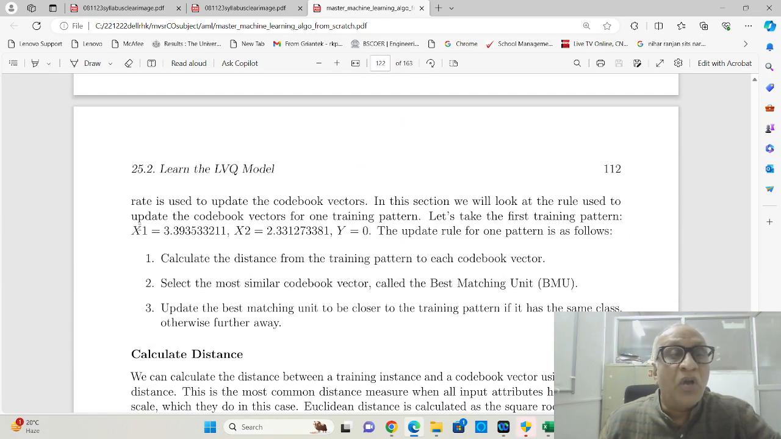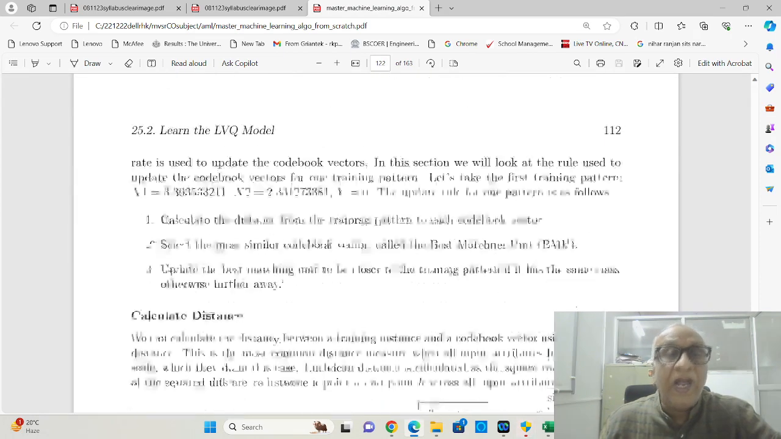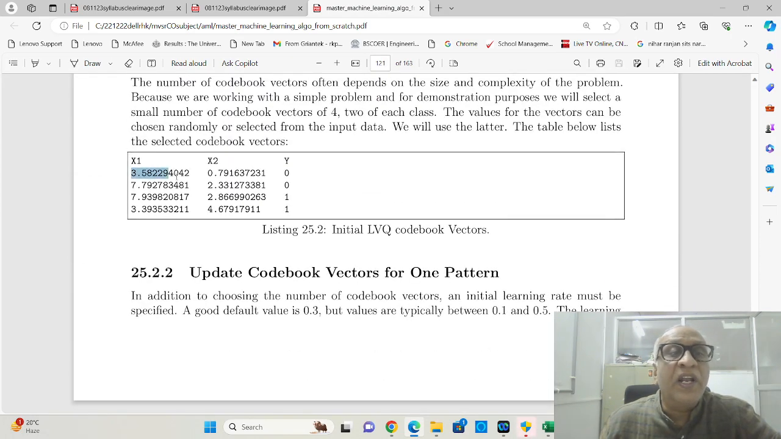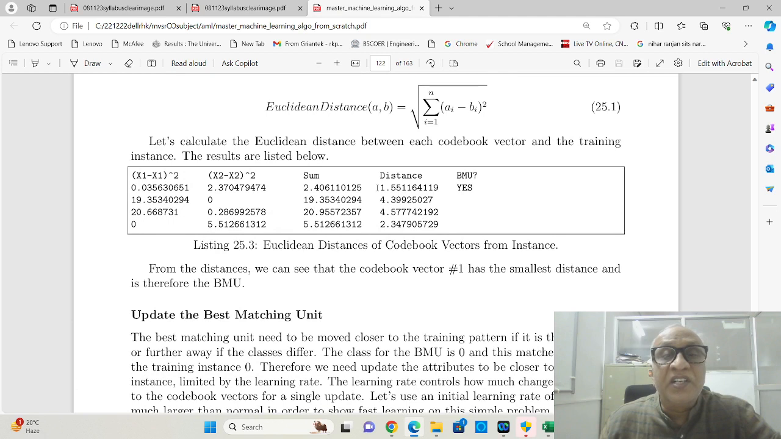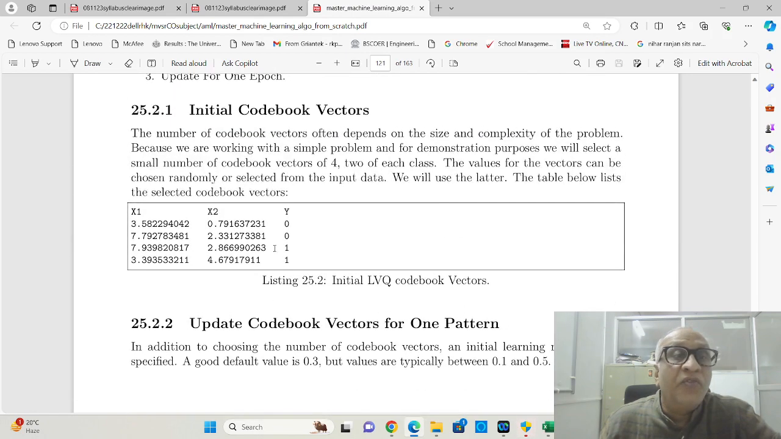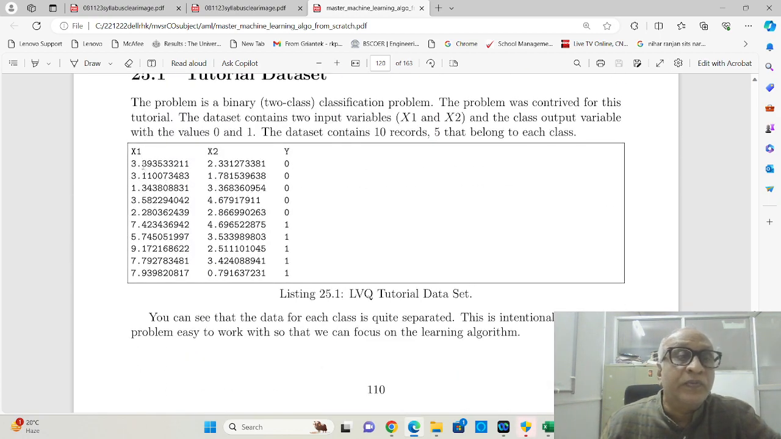What you are doing, you have x1 value, you have x2 value, and you have these 4 randomly generated codebook vectors. Just use the Euclidean distance formula to find the distance. This is the distance. Now among the distances, which is having the lowest distance? This first one is having the lowest distance, 1.5511. It means we are speaking about this one.